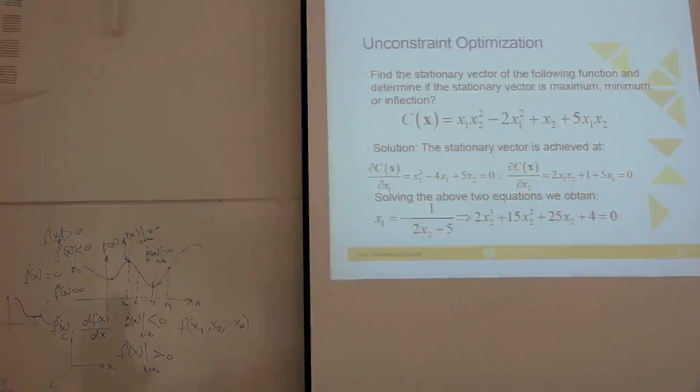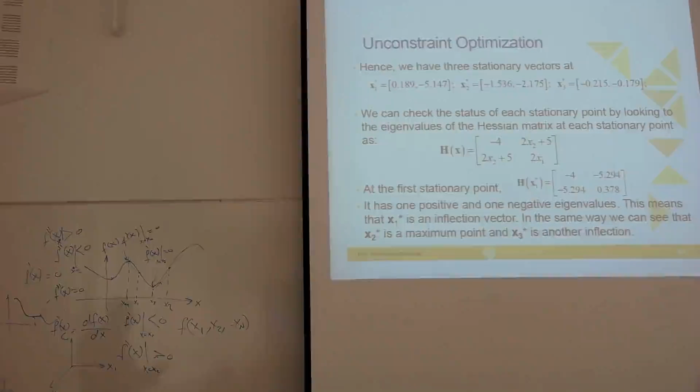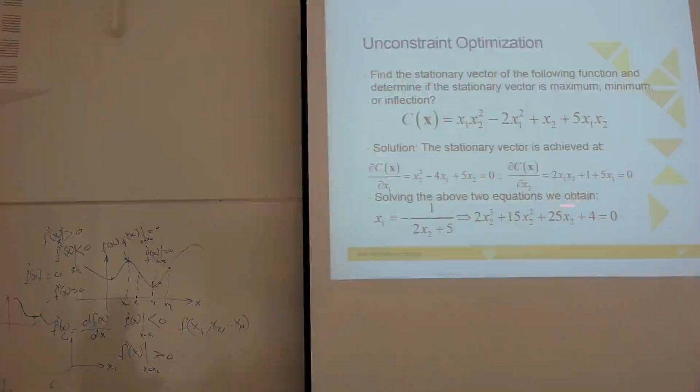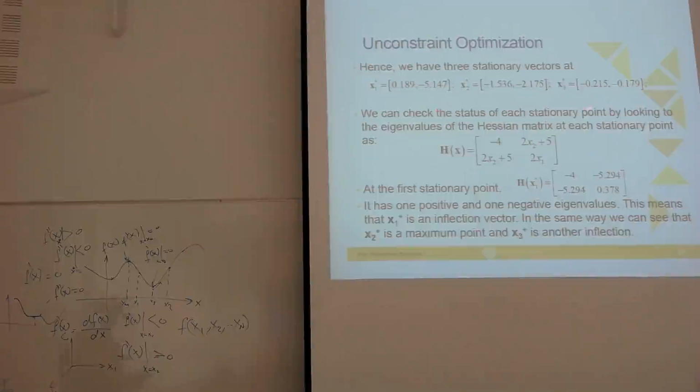It can be easily solved, and we got the result. So we have here the result. We have three possible results, as you can see, x1 star, x2 star, and x3 star. Okay. And now we build the Hessian matrix.